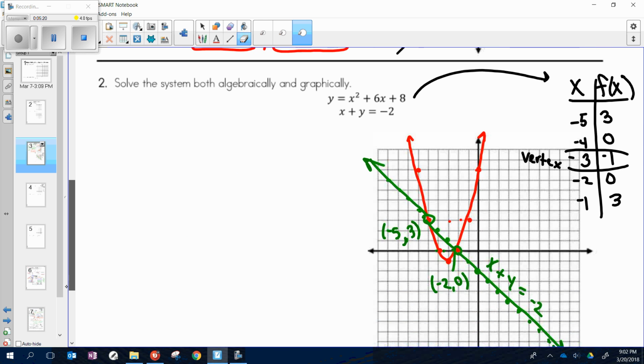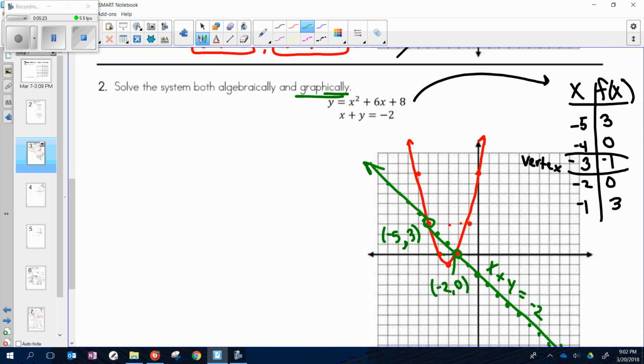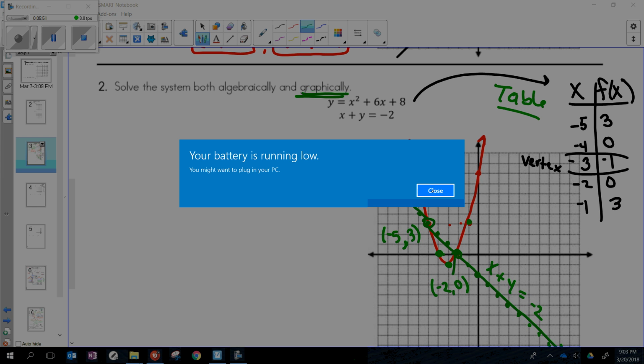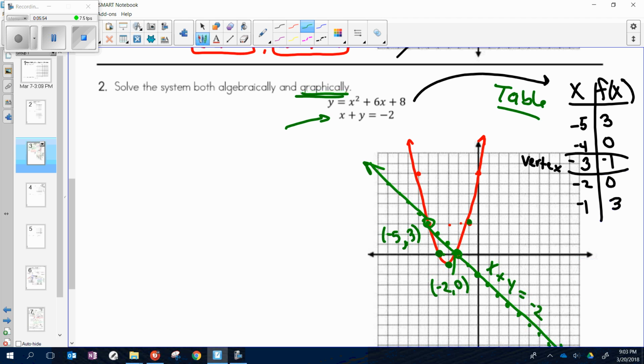Number 2, I actually already graphed this one for you in the interest of time. So I went to a graphing calculator, and here's my table so that I could plot the points. I started with the turning point at negative 3, negative 1. It was a nice turning point. Negative 4, 0. Negative 5, 3. And then I used symmetry and plotted some other points. You could do that too. Battery running low. The line equation, if I subtract x, I get y equals negative x minus 2.